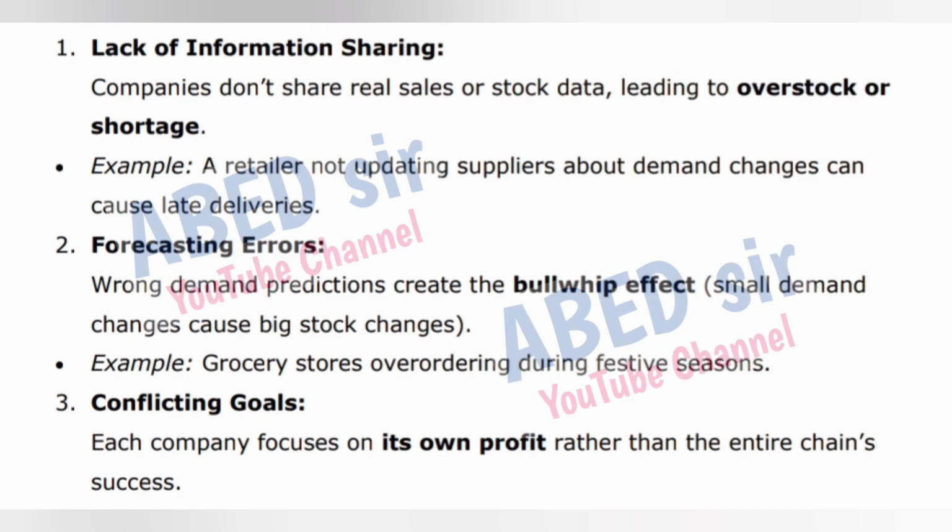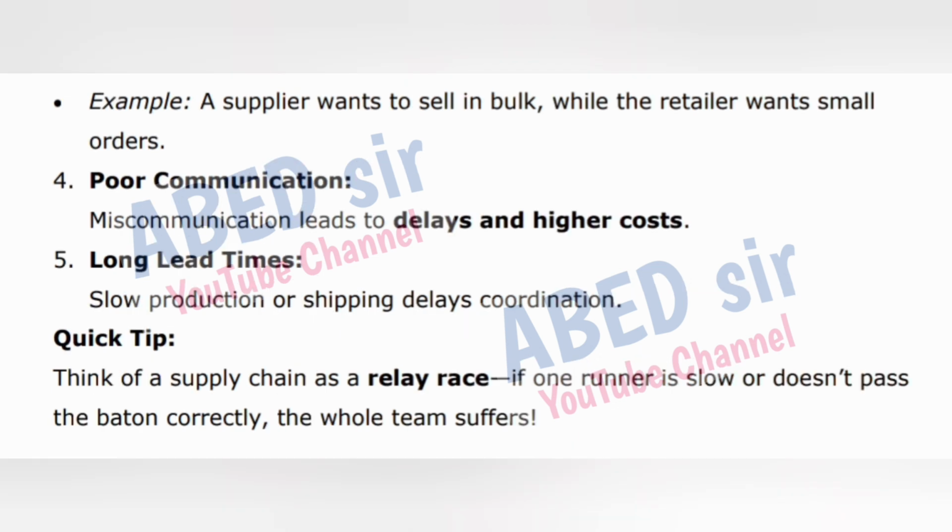3. Conflicting goals. Each company focuses on its own profit rather than the entire chain's success. Example: a supplier wants to sell in bulk, while the retailer wants small orders. 4. Poor communication. Miscommunication leads to delays and higher costs. 5. Long lead times. Slow production or shipping delays coordination. Quick tip: think of a supply chain as a relay race. If one runner is slow or doesn't pass the baton correctly, the whole team suffers.